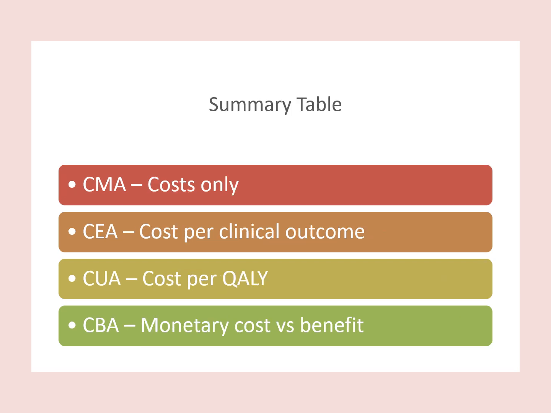Summary table. Cost minimization analysis looks at cost only. Cost effectiveness analysis looks at cost per clinical outcome. Cost utility analysis looks at cost per QALY. CBA focuses on expressing everything in money. So for those who are financially trained like me, with an MBA, we focus everything in terms of money.